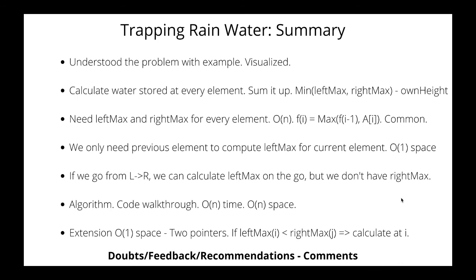Now, if at any point in time left max at i is less than right max at j, then obviously right max at i will also be greater than or equal to left max at i. Therefore, the minimum of left max and right max for element i will always be equal to left max, and we can calculate the water stored at element i and progress the pointer. But if left max were greater than right max at j, then we would calculate the water at element j.